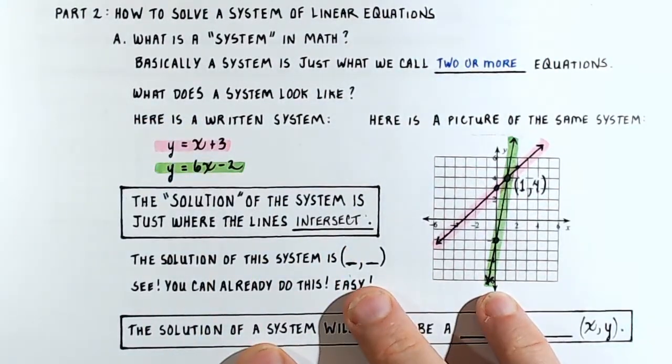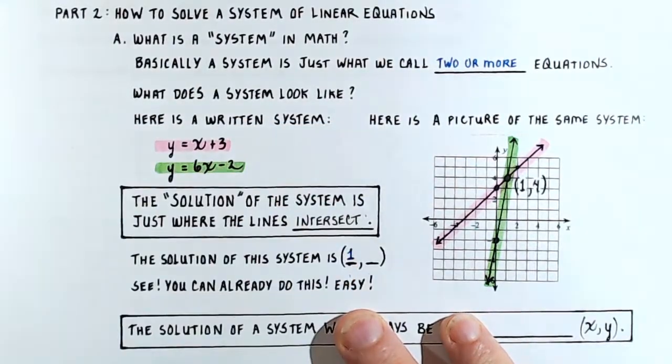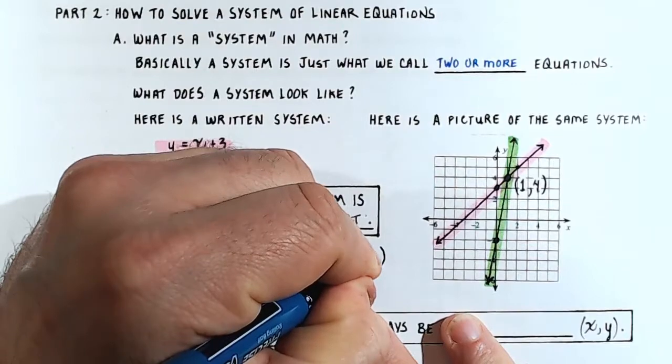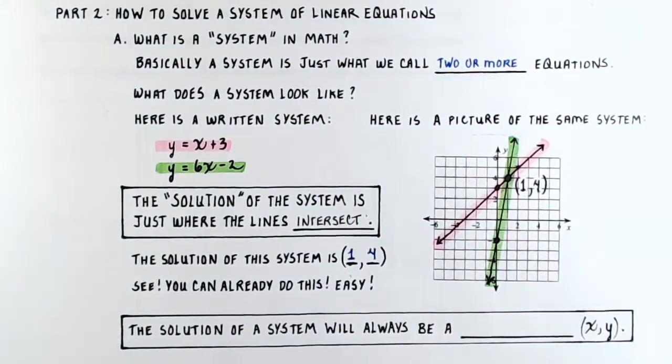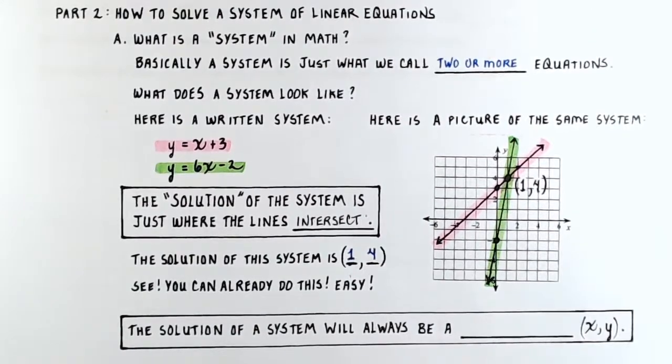Use blue, shows up better. 1, 4. And this is how you say, see, you can already do this. It's easy. If you can graph one line, you could graph 100 lines on the same coordinate plane. And here we're graphing just 2 lines.